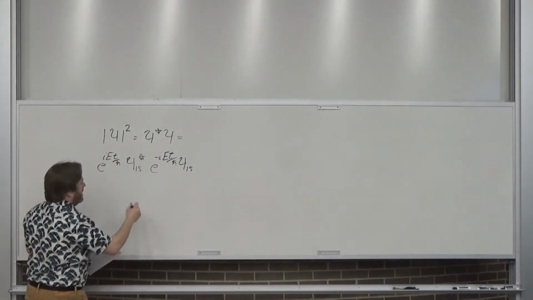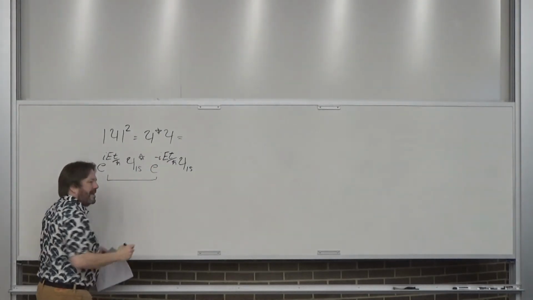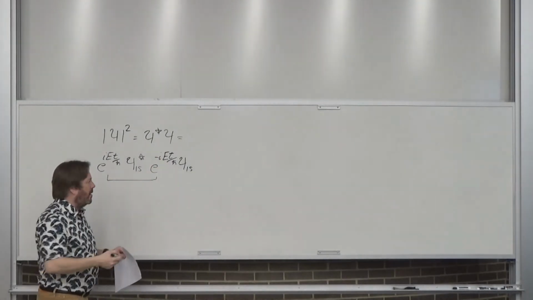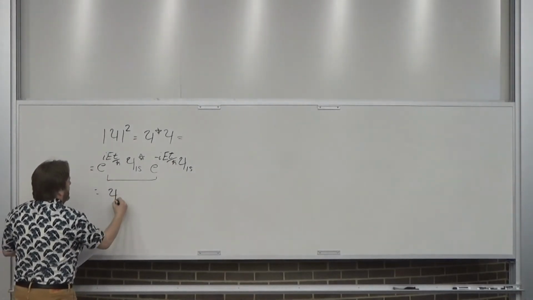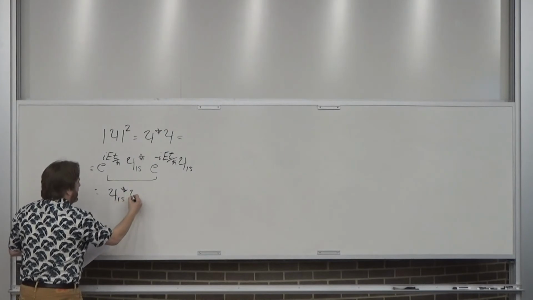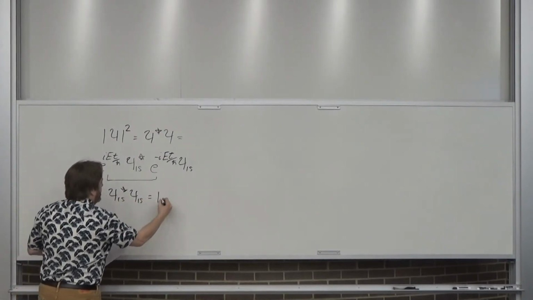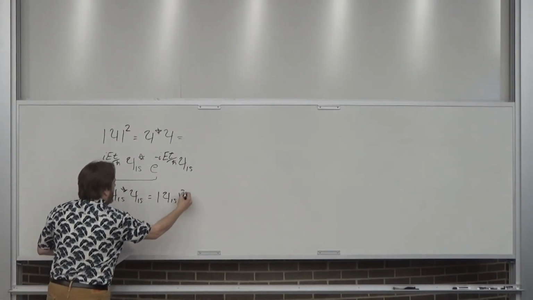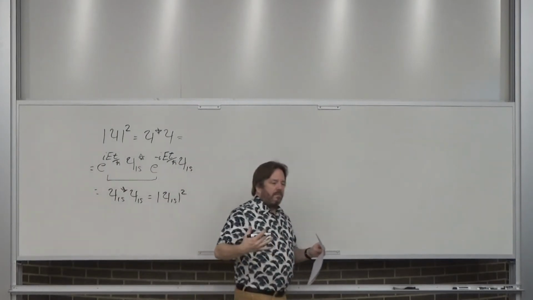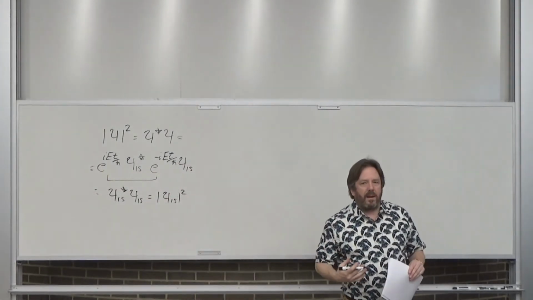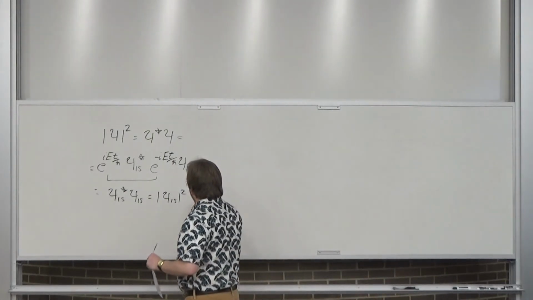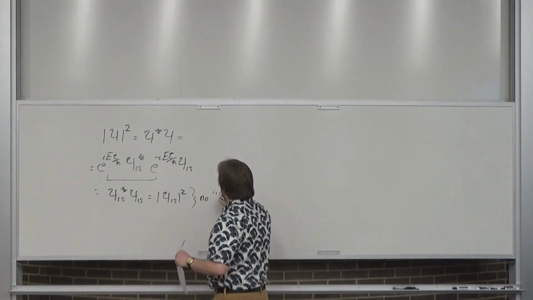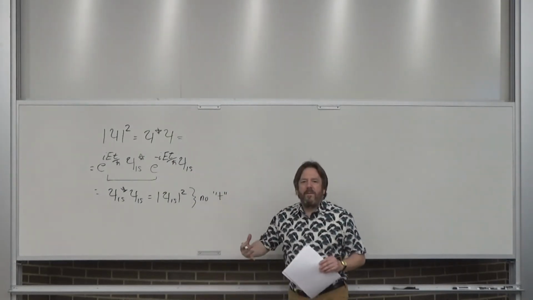Oh, sorry, that's a minus sign, right? But look what happens when you combine these two, right? You get e to the 0, which is 1. So all you end up with is just the things that you've been learning that we've just covered in this last week, just the same thing, absolute value squared.